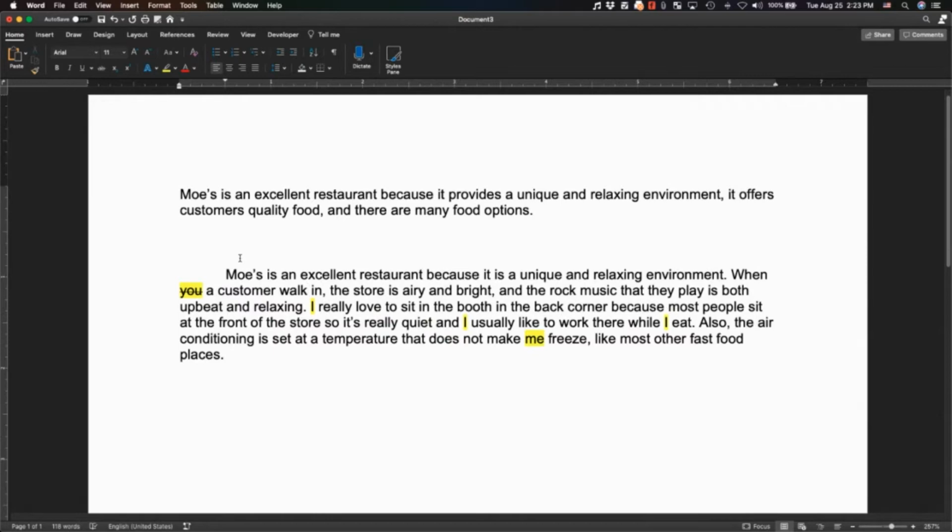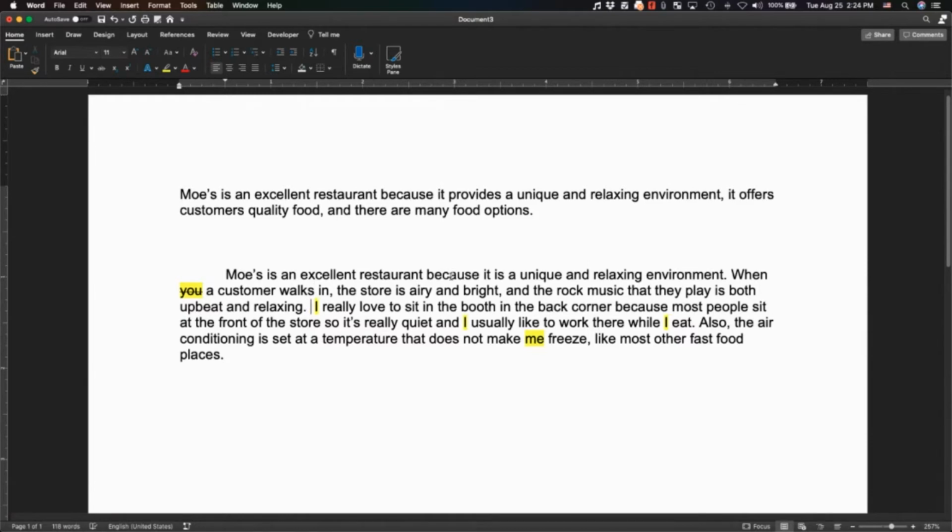And knowing that we've just made that adjustment, we now need to say walks in, to make that grammatically correct. So when a customer walks in, the store is airy and bright, and the rock music that they play is both upbeat and relaxing. Okay, cool. So we have that sort of notion of what the store feels like when you walk in, what it sounds like. We can develop that a little bit more, right?